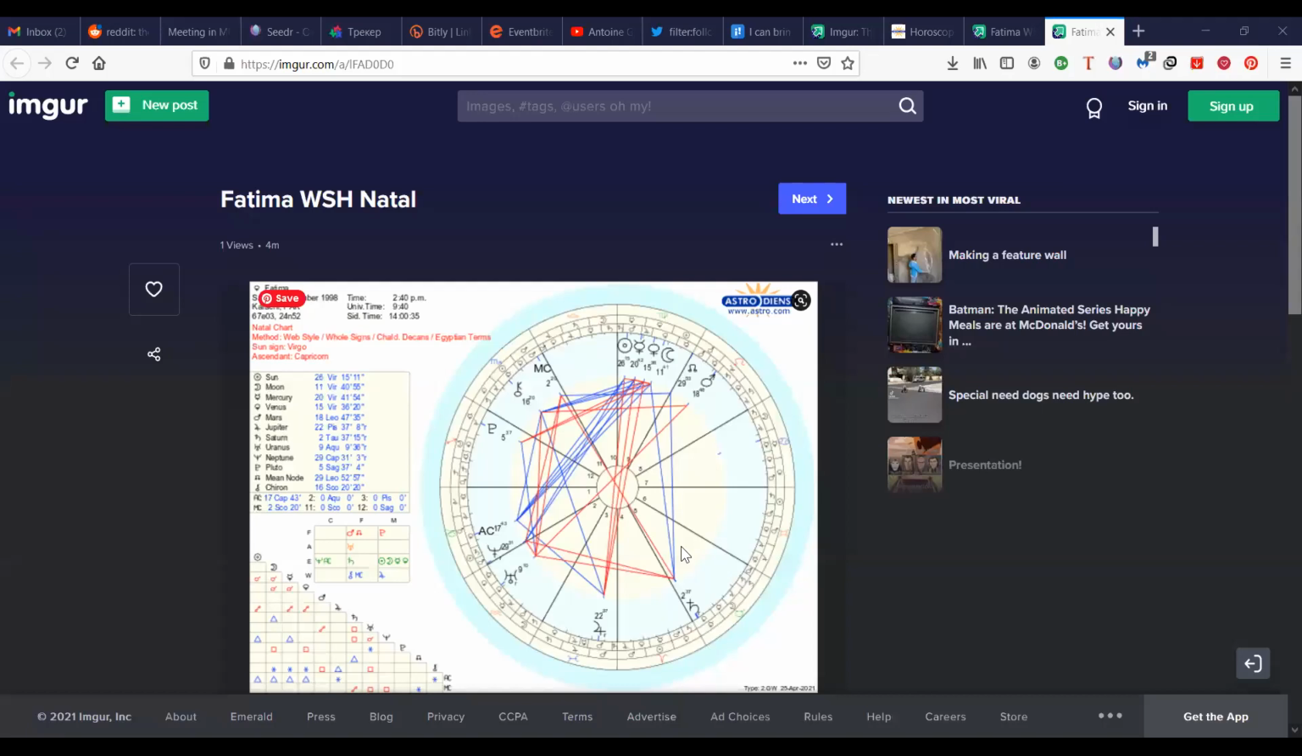Okay, so what we're looking for, I know I can't make it bigger, I'm sorry. What we're looking for is first planets in the 1st, 10th, 7th, or 4th. And so we don't have that, right? So the next thing we would look for is, what is the next thing we would look for?